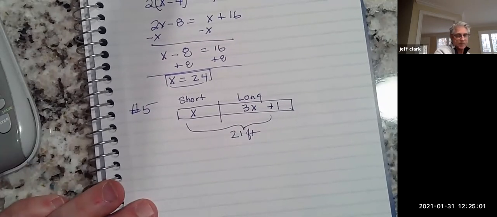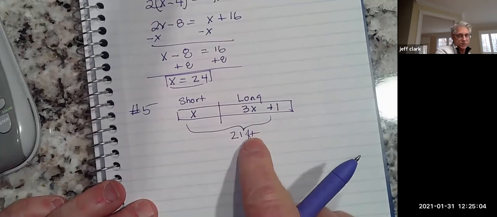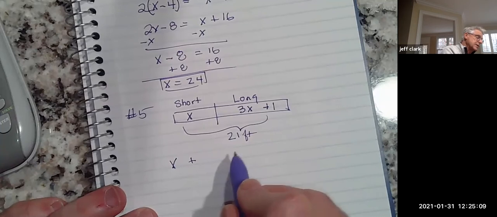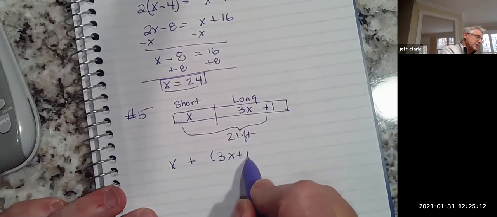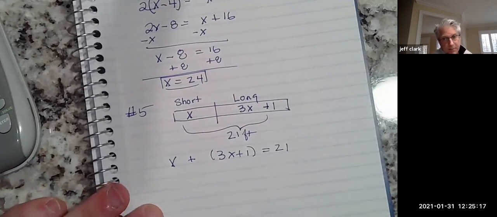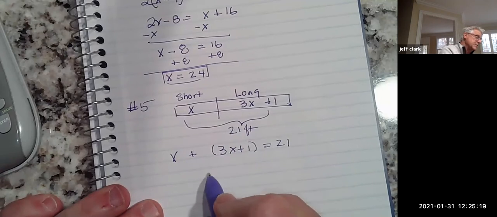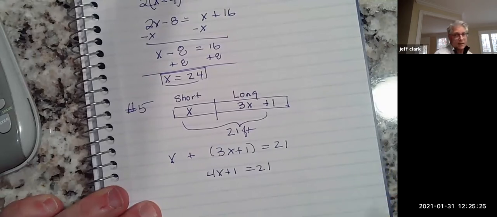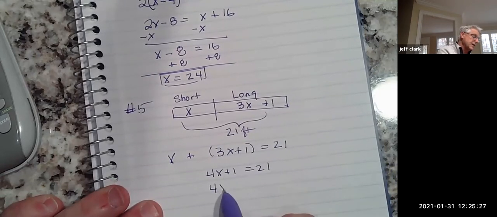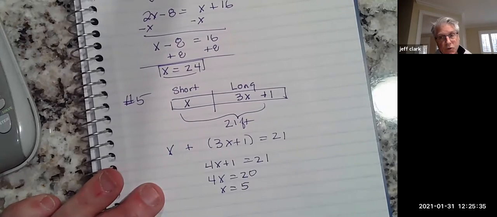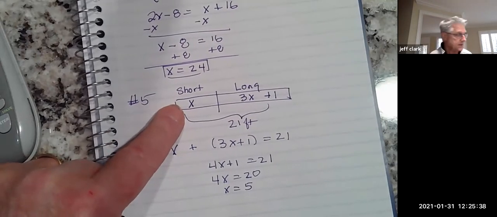So the equation comes from this: these 2 pieces of the board equal 21 feet. So that means the equation is x plus, that's the short, plus 3x plus 1, that's the long, is equal to 21. And then we're going to combine like terms and solve for x. So this would be 4x plus 1 is equal to 21. And then solve for x. So then we get 4x equals 20, and x is equal to 5. So what's 5? It's the short piece. See, x is the short piece right here.